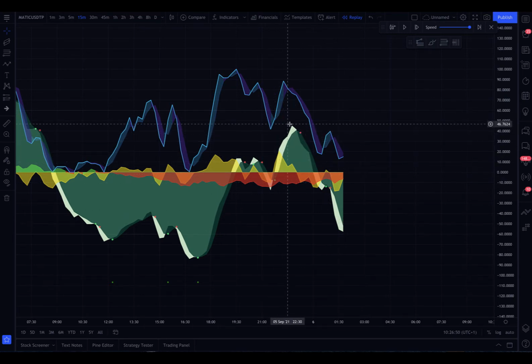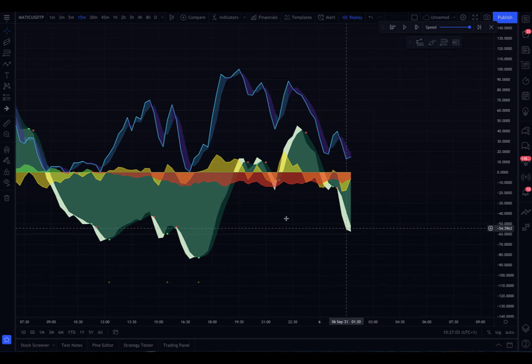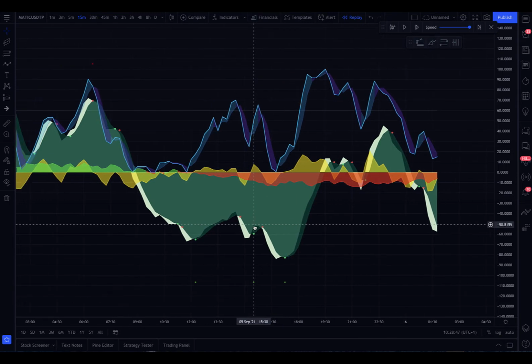Over here, we have momentum waves. You see, the momentum wave went down. That was a really good position actually to open, to go short. At this moment, I could see that possibly we could have some reversal, but it's a little bit too early to make a decision right now. So let's wait.